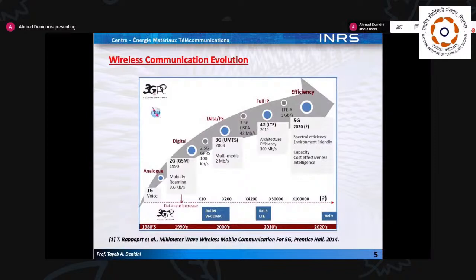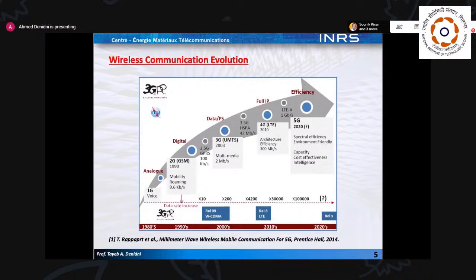And just here we give a history of the wireless communication system. This started in the 80s with the first generation, when we could have a phone and voice. And the system at this time was analog. Then we went to the second generation, then third generation, fourth generation, and now we work on 5G. For 5G, we need a huge bandwidth in order to achieve this capacity and this spectral efficiency.